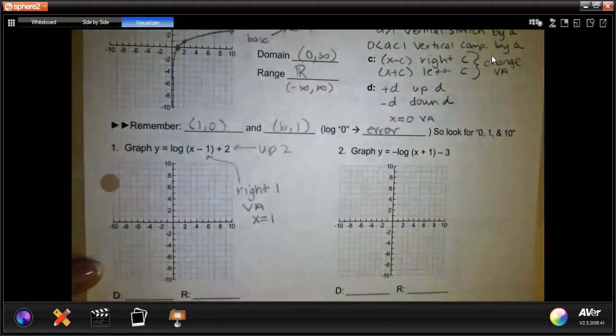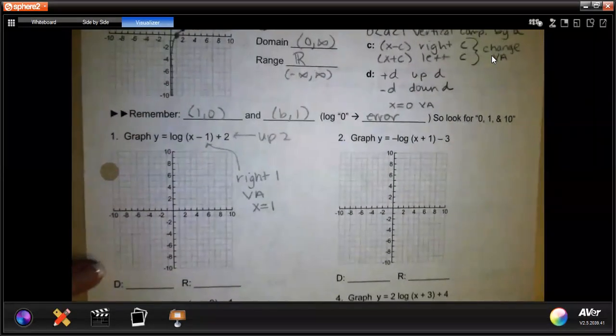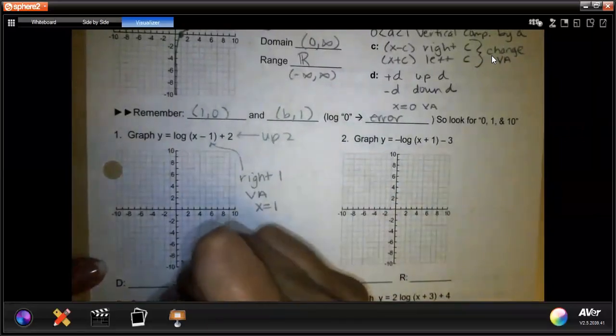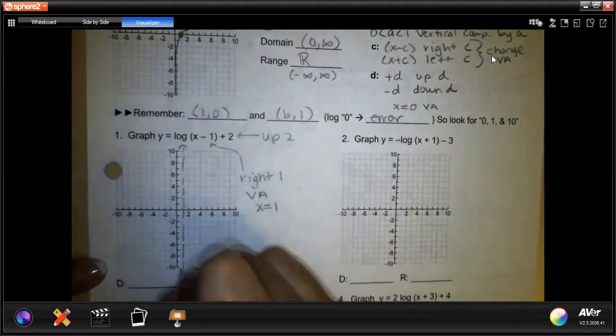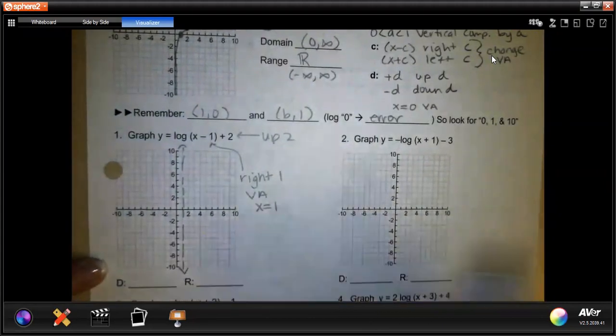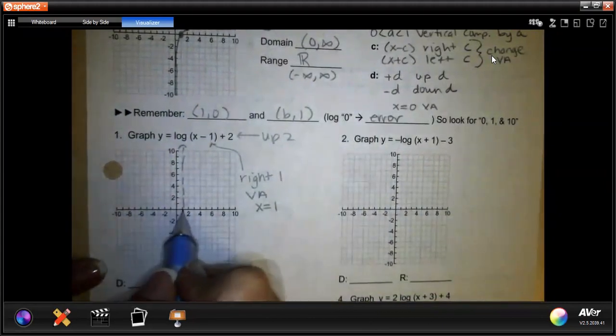And then that is up 2 since it's in the place of d. So I start by graphing my vertical asymptote here at x equals 1. And then I think about my other 2 points. So the first one would be at 1, 0. That's this point right here. I'm going to move it to the right 1 and up 2.